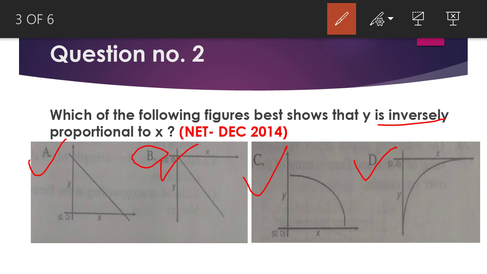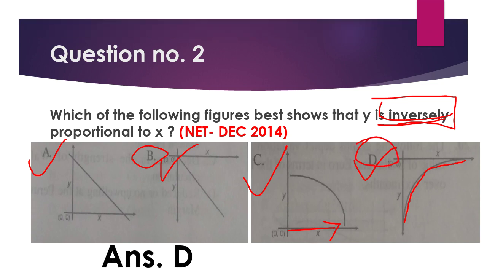In any inversely proportional relationship, we find that the value of either x or y decreases and the other increases, and this decrease and increase will produce a graph something like this. This graph also shows that as the value of x is increasing, there is a decrease in the value of y, but it is not the correct graph for inversely proportional. If you plot any graph for inversely proportional, you will find that it will look something like D. So here option number D is your right answer.